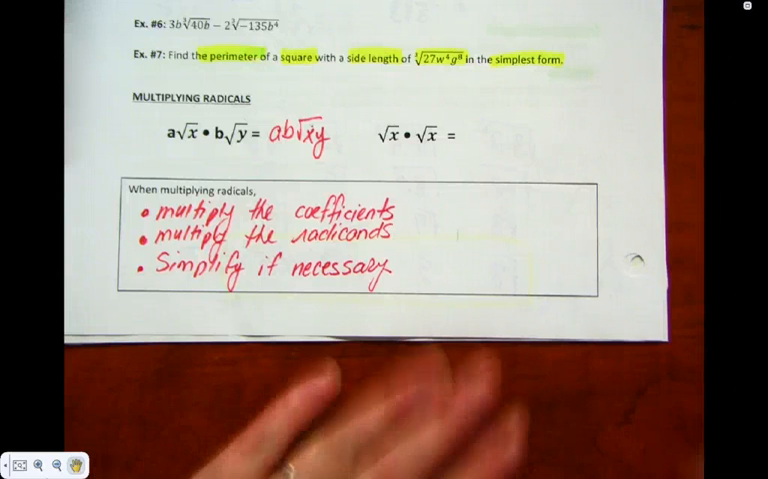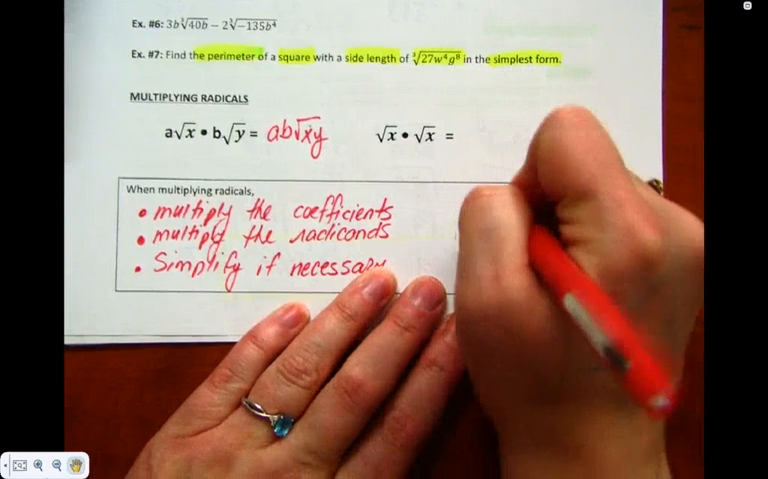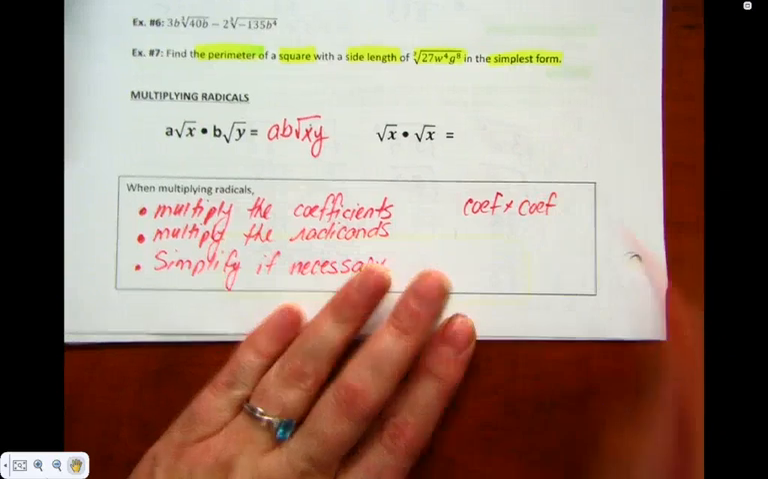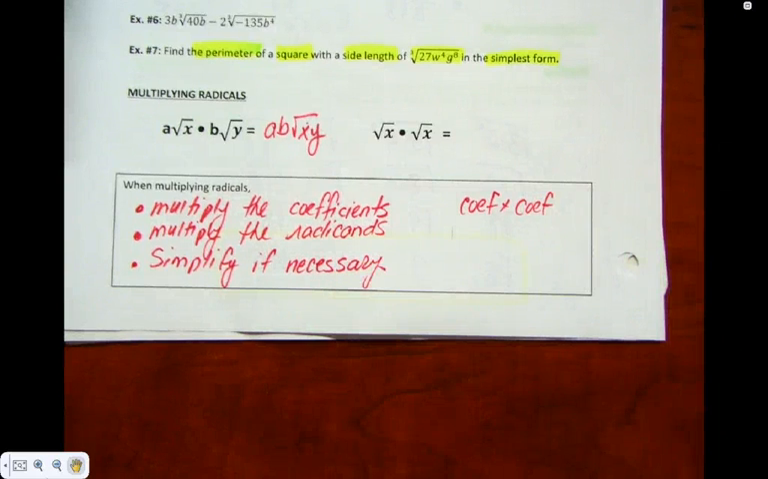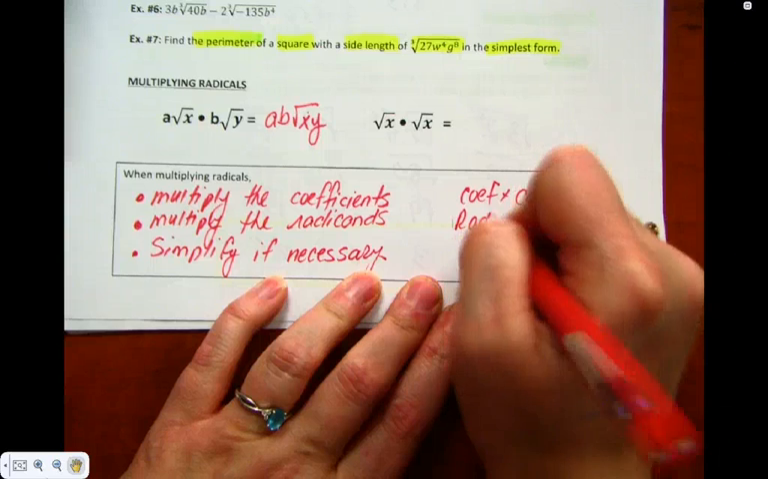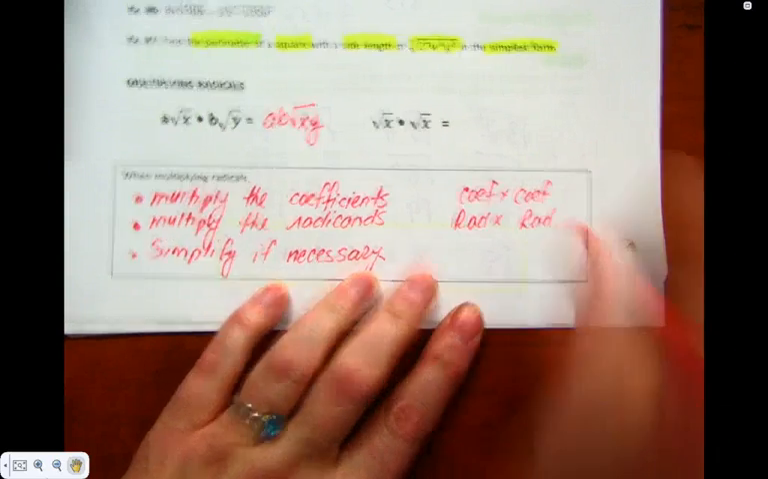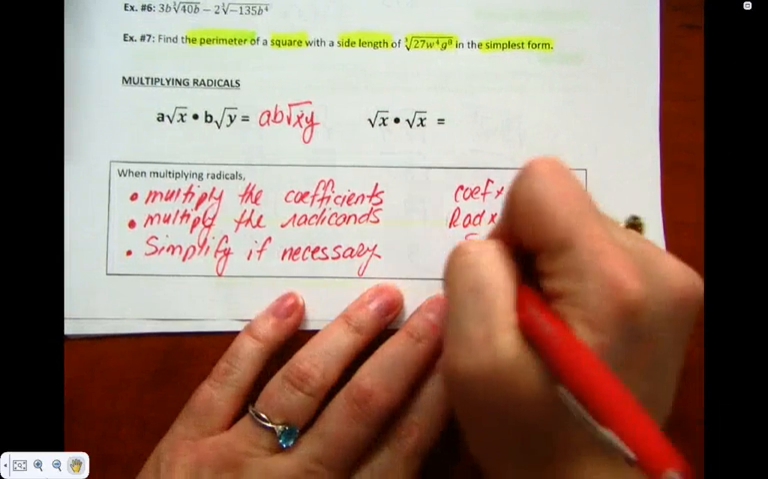To the left-brain wordy people: coefficient times coefficient, radicand times radicand, simplify.